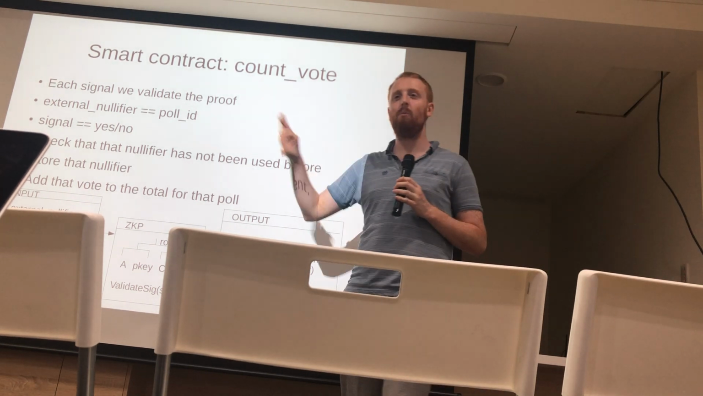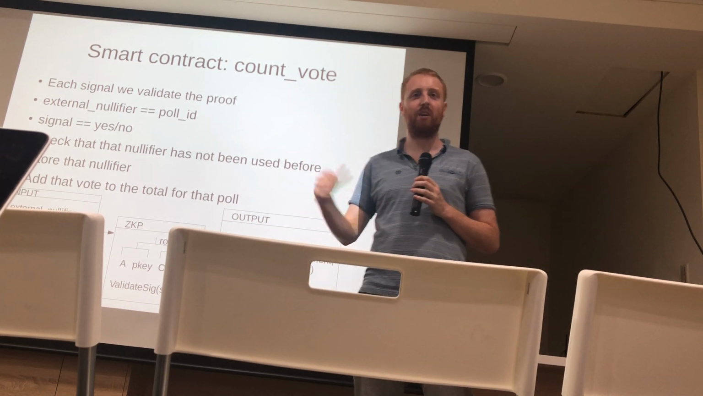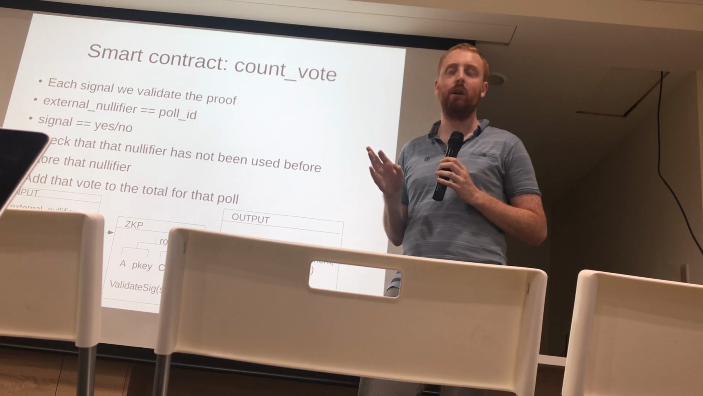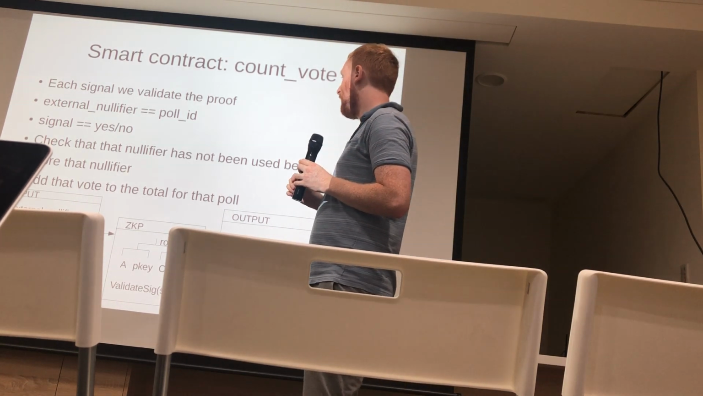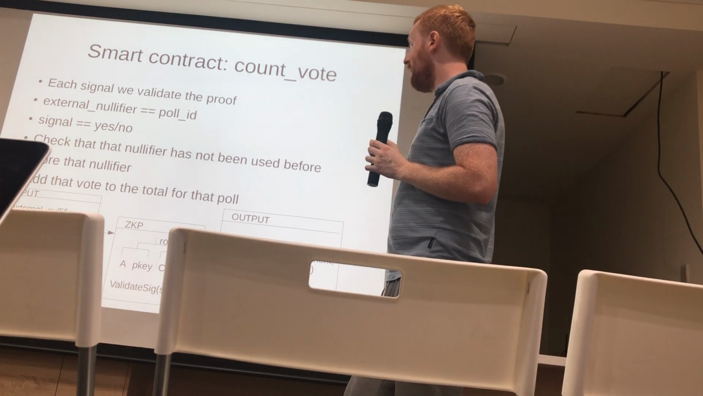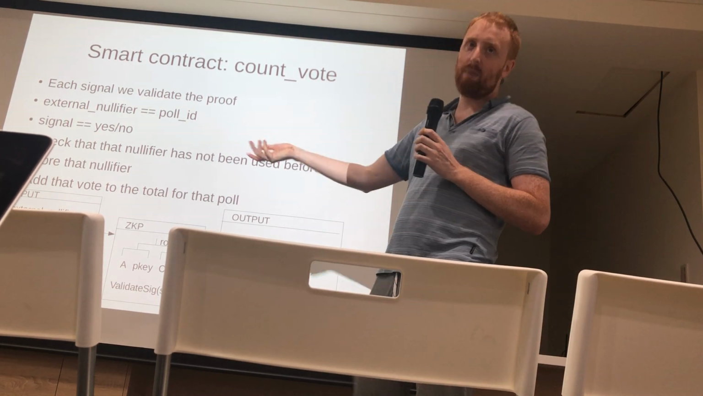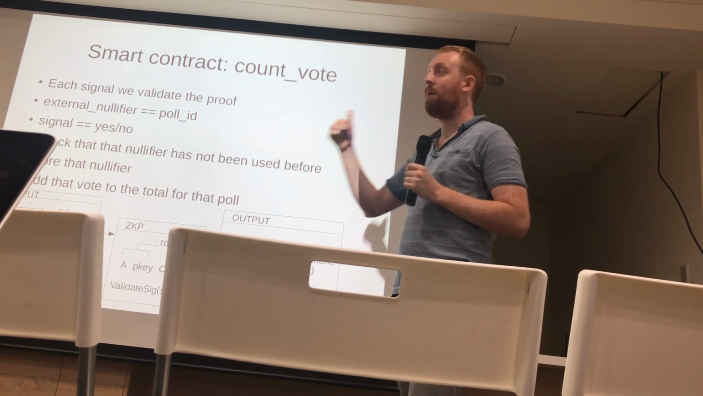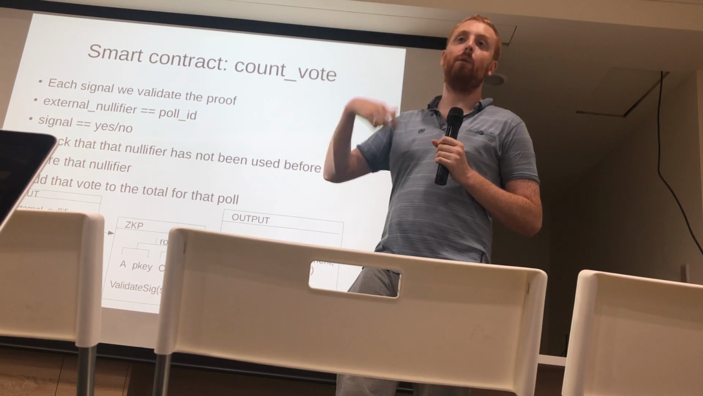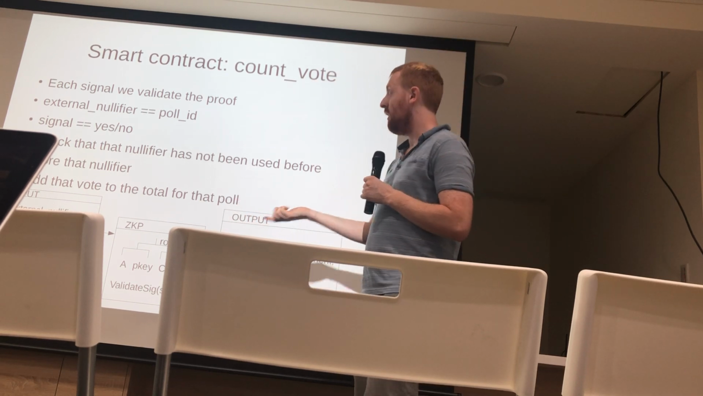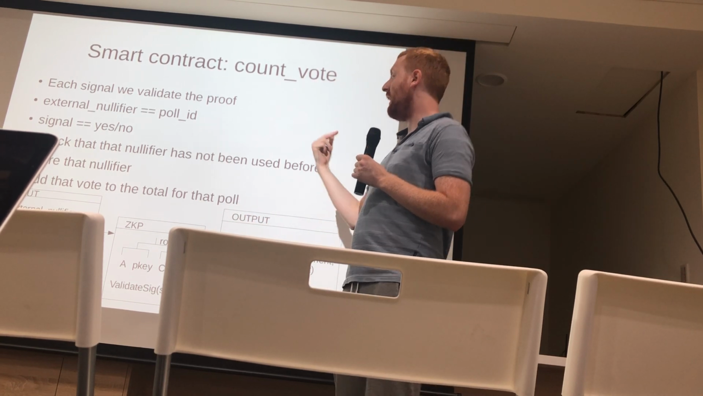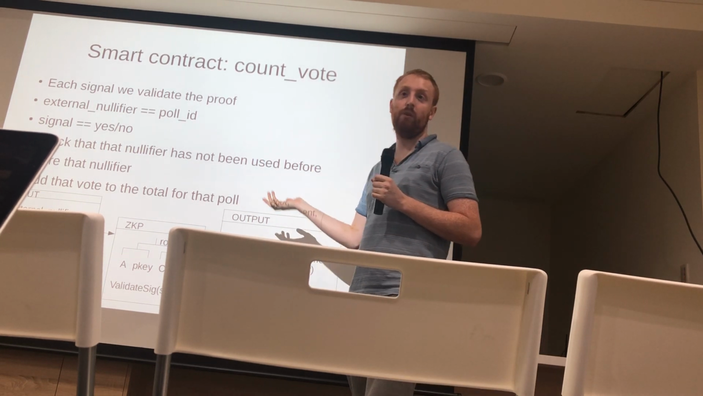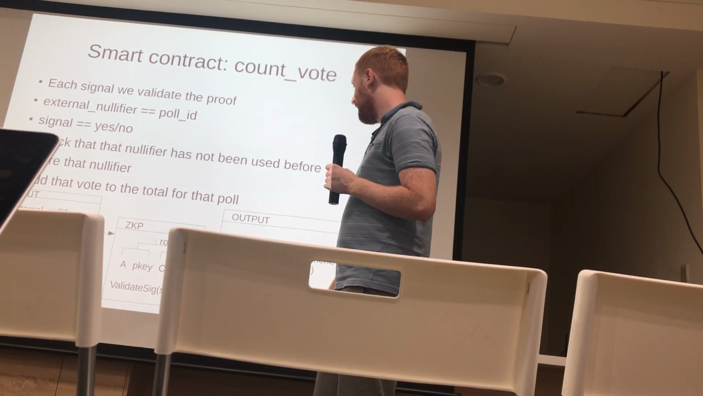At the moment we just have this binary option here, but we can hack around with this and come up with other ways to do it. So we check that the nullifier has not been used before. The user creates a proof and broadcasts it. We validate the proof, and then we check that the nullifier has not been used before. Then we store the nullifier so it can't be used again, and then we count that vote. We just include that vote in the total number of votes for this topic. Okay?